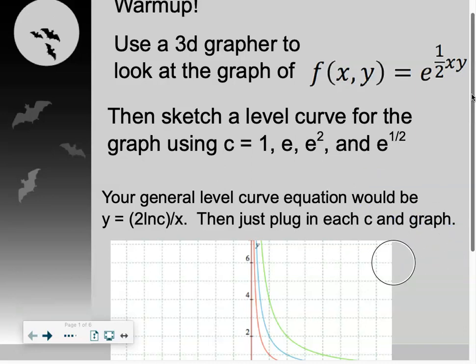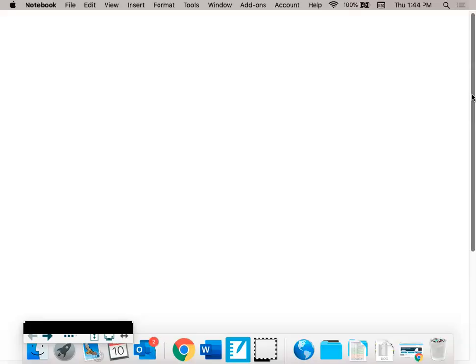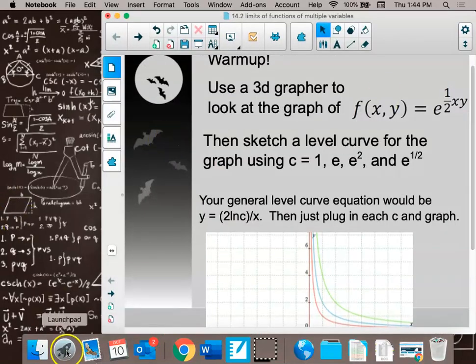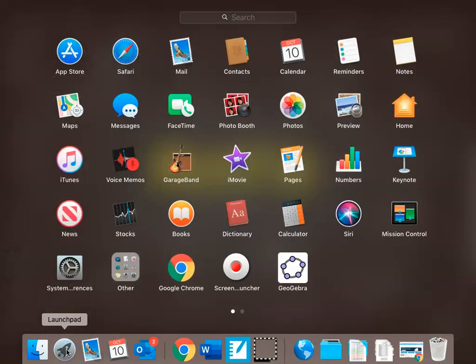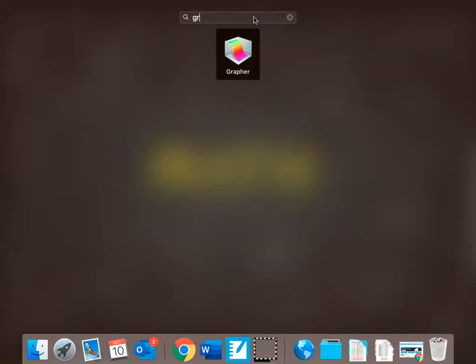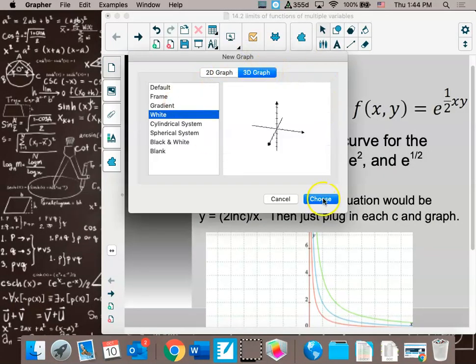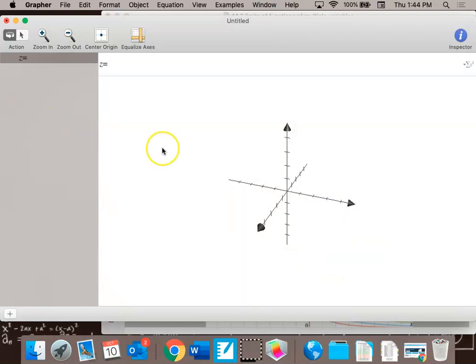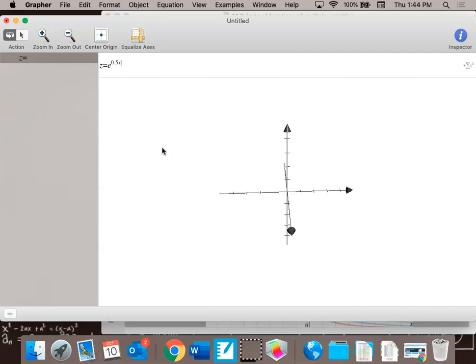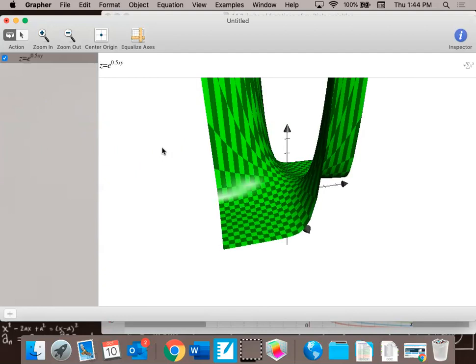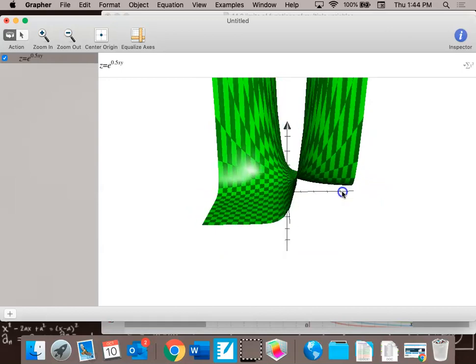Did anyone actually graph the actual function? Can you picture what it looks like if you didn't graph it? Let's see, e to the 1/2 xy. We'll graph it real quick and then we'll move on. I did tell you to graph it, but I don't know how much you actually listen to me. So, let's see. Choose e to the... Whoa, look at that. Kind of fun, right?